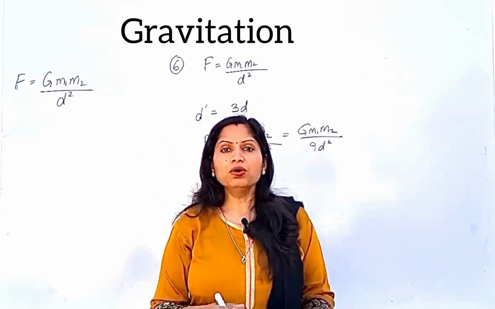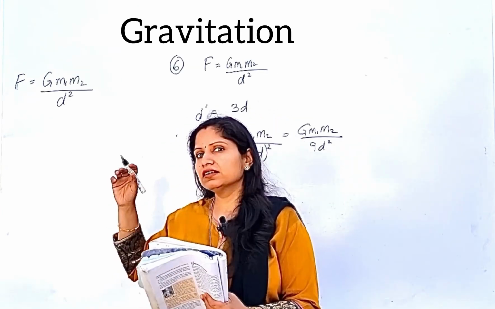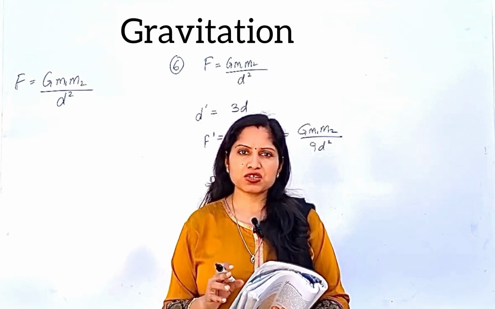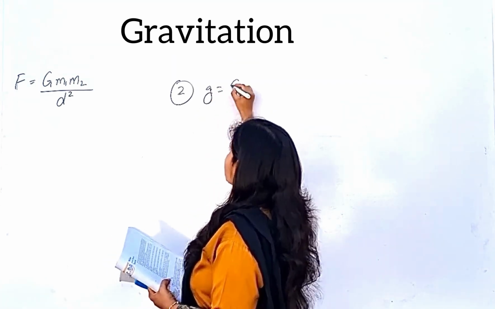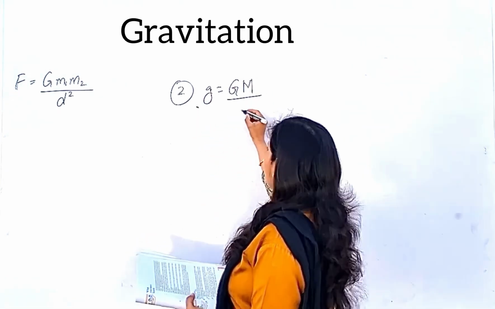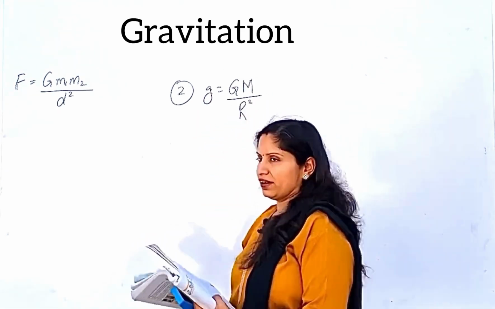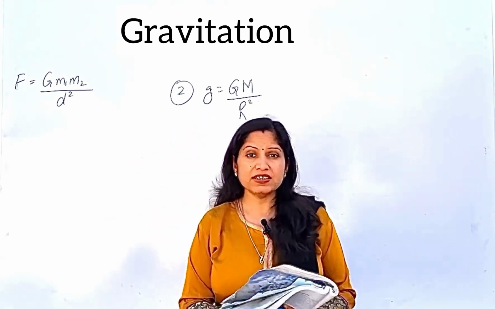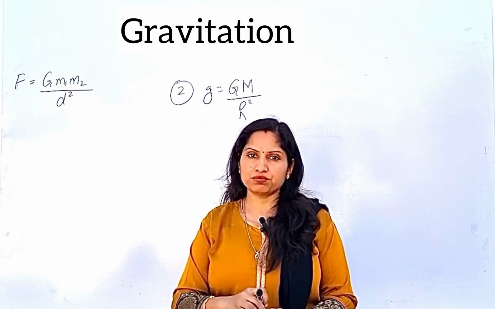Okay. Now, you all know that the acceleration due to gravity is independent of the mass of the object. Acceleration due to gravity is G times the mass of the Earth, or the mass of any planet on which we are doing this, divided by the radius of the Earth squared. So this acceleration produced in any object is independent of the mass of the object.